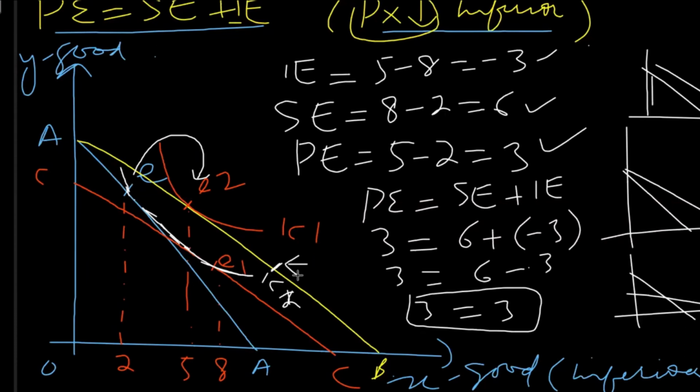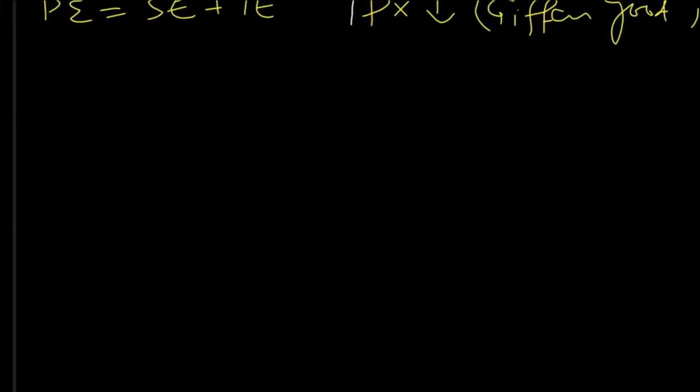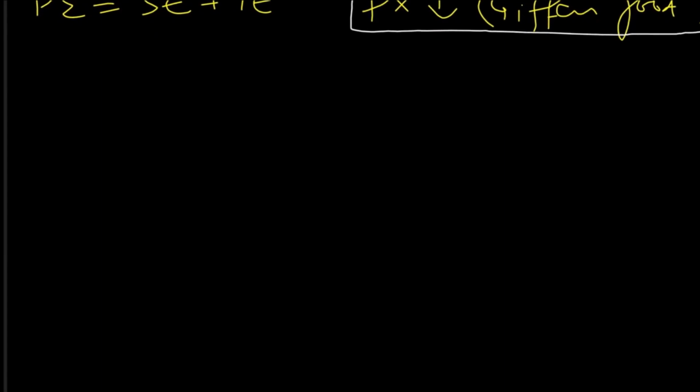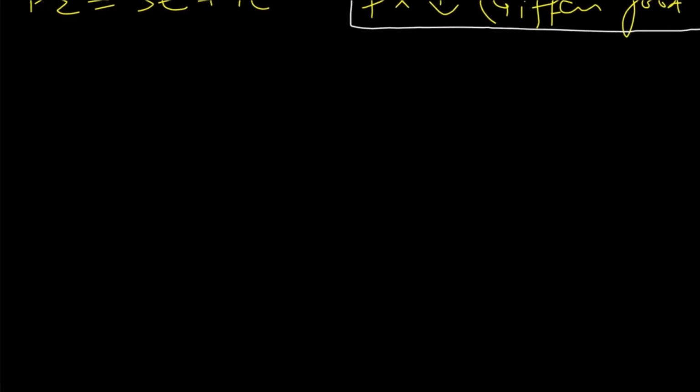And now we have to make the graph for Giffen goods, which are worst quality products, and in that situation this equilibrium E2 will shift somewhere at this point. Okay, and I'm going to make this graph. So again, price of X is falling and X is considered to be the Giffen good, and we have to prove that price effect is equal to substitution effect plus income effect.